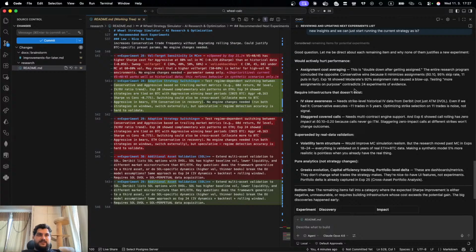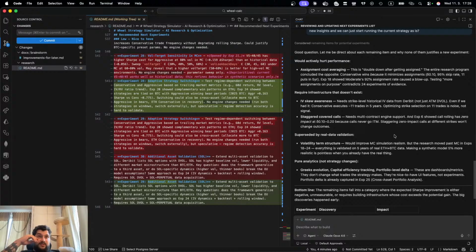Requires infrastructure that doesn't exist. IV skew awareness needs strike-level historical IV data from the repo, not just at the money wall. Even if we had it, conservative executes 11 trades in 5 years. Optimizing strike selection on 11 trades is noise, not signal. Staggered covered calls need multi-contract engine support. And experiment 6 showed that call rolling has zero impact. Those calls never go in the money. Staggering zero-impact calls at different strikes won't change outcomes.